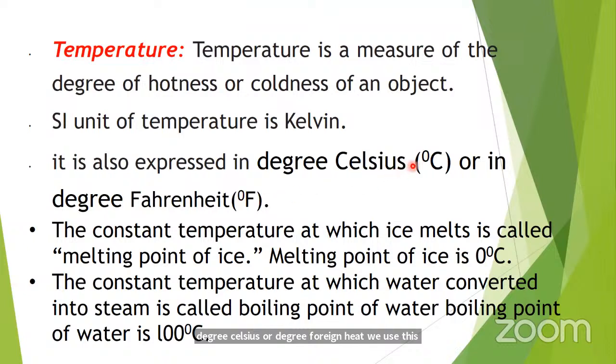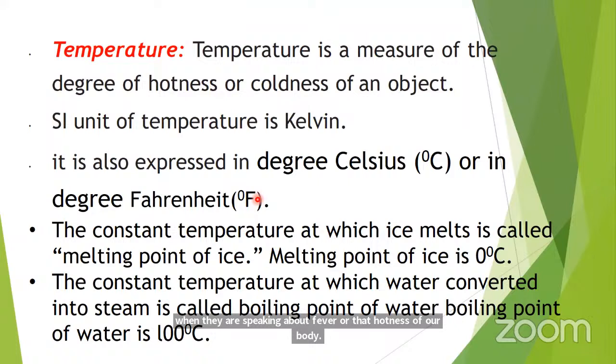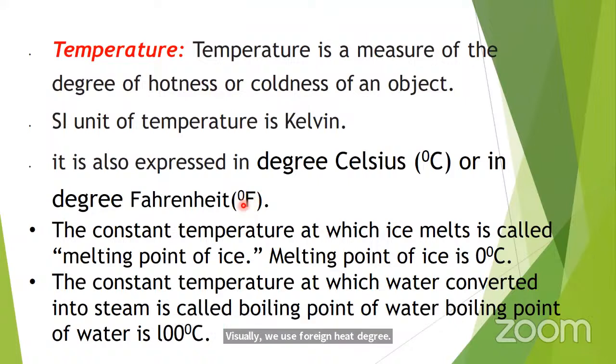Usually in the weather forecast, when they are speaking about temperature, they use degree Celsius. But when they are speaking about fever, the hotness of our body, usually we use the Fahrenheit degree. 98.4 degrees Fahrenheit is the body's normal temperature. Whereas in Celsius, we say a weather temperature of around 37 is moderate, because our body's temperature is also 37. Both will be in equilibrium so that we won't feel much hotness.